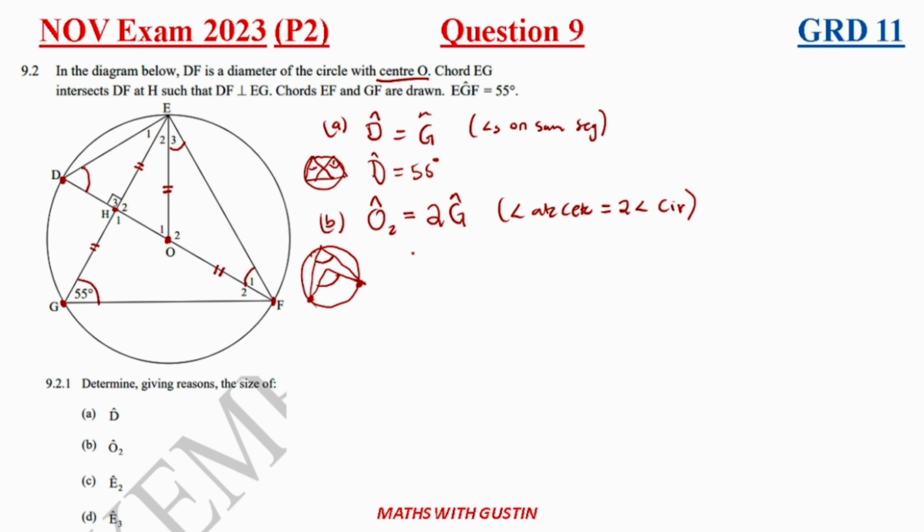So therefore it's equal to twice G. So therefore O2 will have to be equal to twice G, which is 55. When you times that by 2 it is going to be 110.